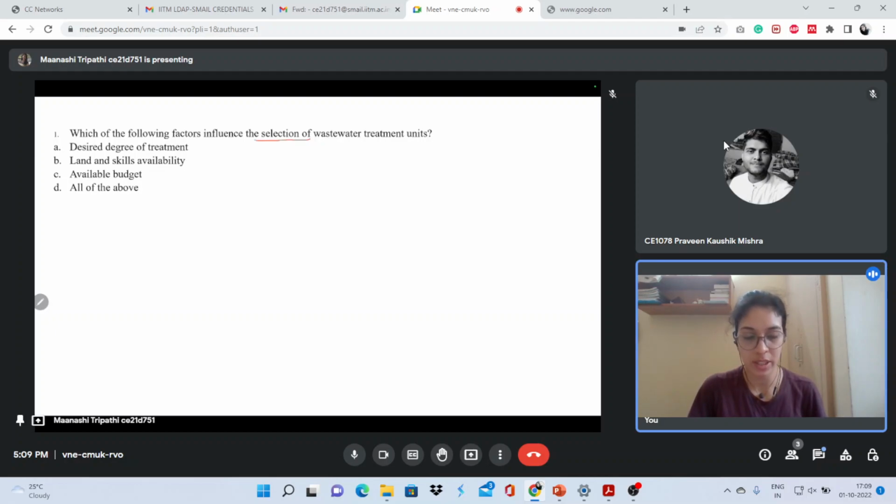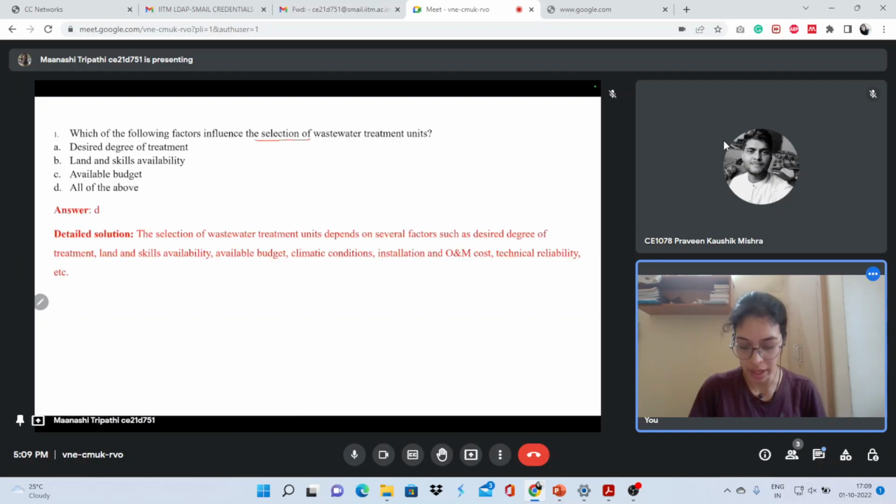So as you have already answered, we'll see the answer. Answer is yes, you are right. Answer is D. All these things we will require to see to select the wastewater treatment unit. Desired degree of treatment, yes, what is the end use? If we want to make water for any industrial use, it has to be cleaned to a particular level. If we want to drink that water, the cleaning will be of some different level. That is one thing. Desired degree of treatment, land and skill availability.